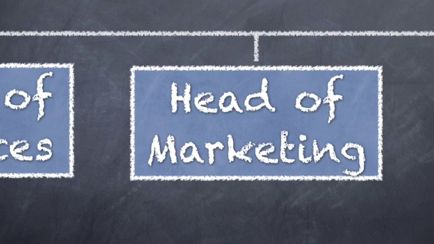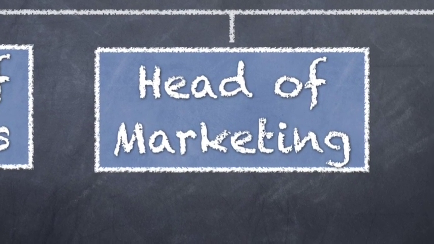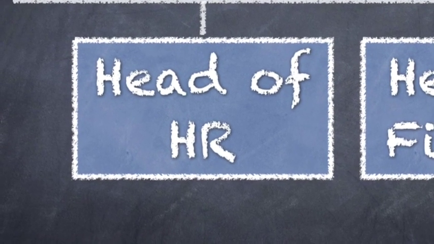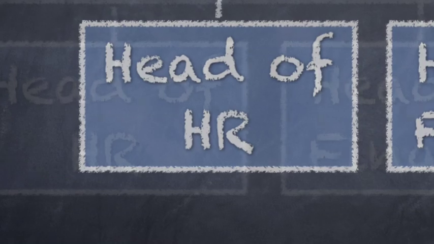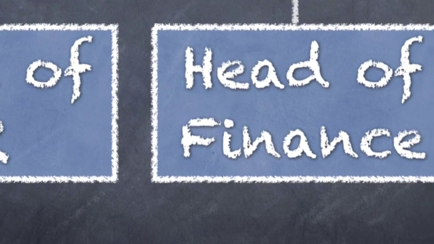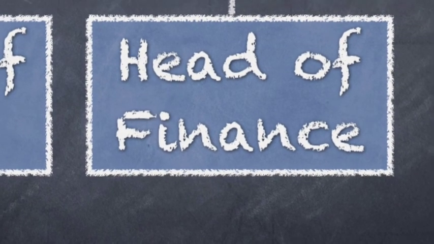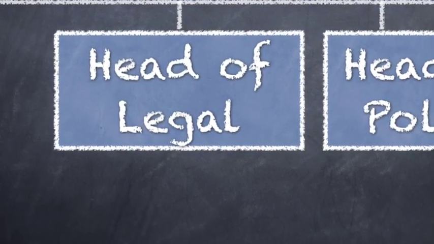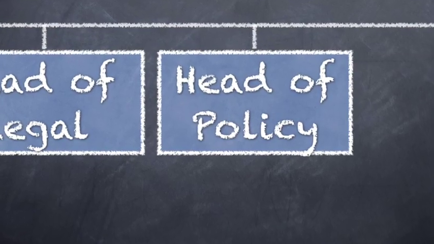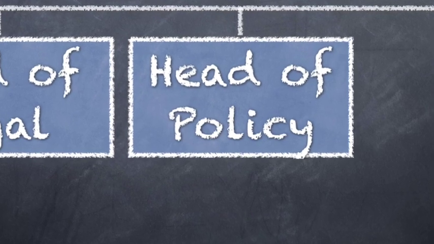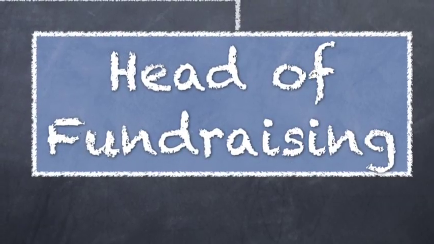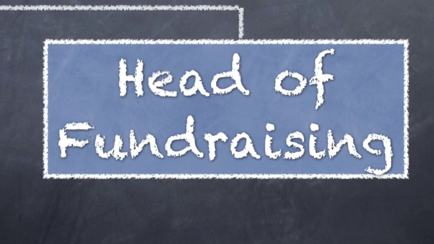There may be someone responsible for your marketing and external messaging, someone responsible for your HR, employee contracts, performance, and keeping a happy workforce, someone responsible for finance, setting budgets, managing cash flow, payroll, and accounts. There may also be individuals responsible for all the legal and insurance aspects of your work. And if you campaign to change public perception of an issue or lobby government, then you may also have a campaigns or policy team. And let's not forget those responsible for fundraising.